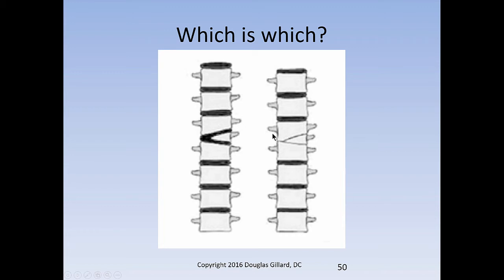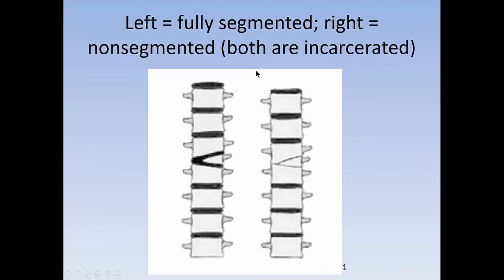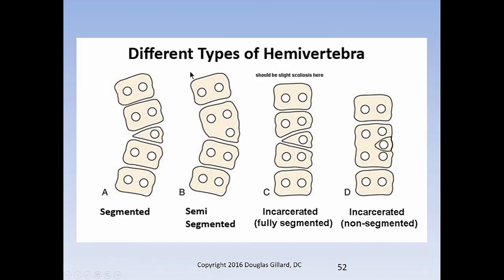So these are both incarcerated. This is a fully segmented incarceration. This is a non-segmented incarceration. It has zero growth potential, zero scoliosis potential, and this one has very minimal. There are different types here. Again, kind of a review here. So here's this hemivertebra that is fully segmented.